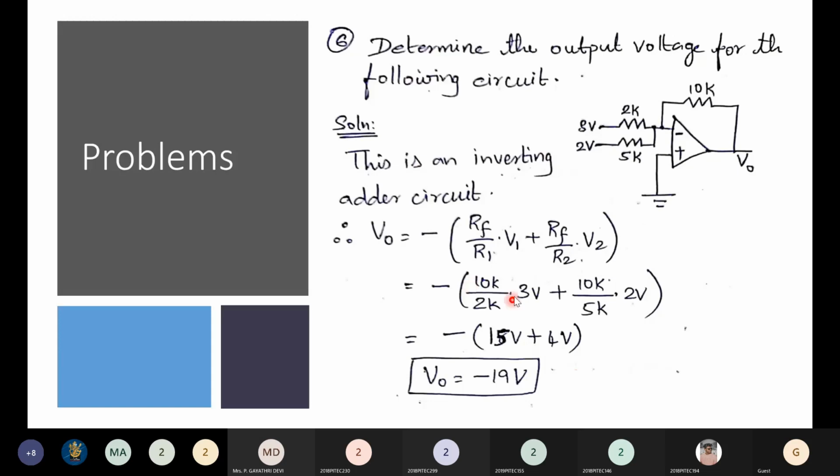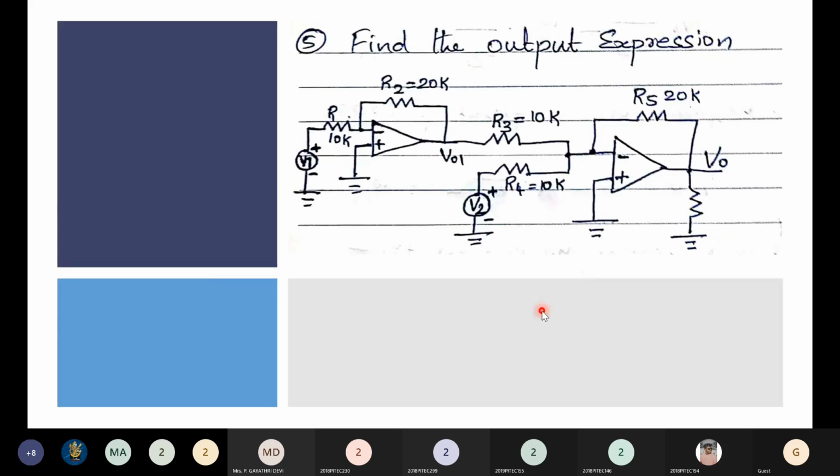Right? 10k divided by 2k into 3 volts plus 10k divided by 5k into 2 volts. So you'll be getting the answer is minus 19 volts. Hope there is no doubt in this, right? Understood? Shall I move to the next problem? Yes, next one.